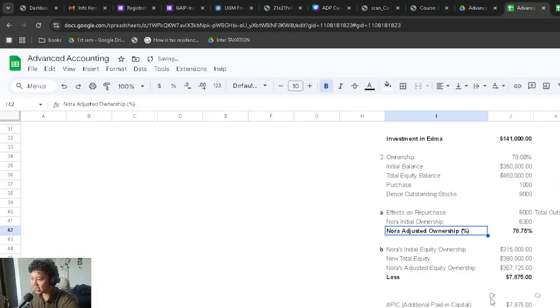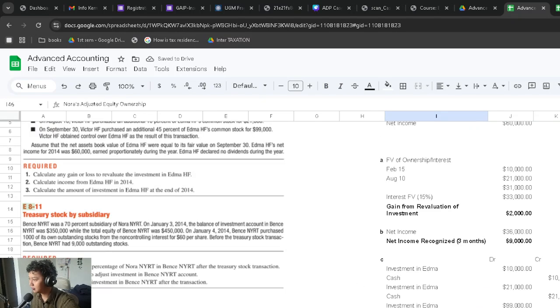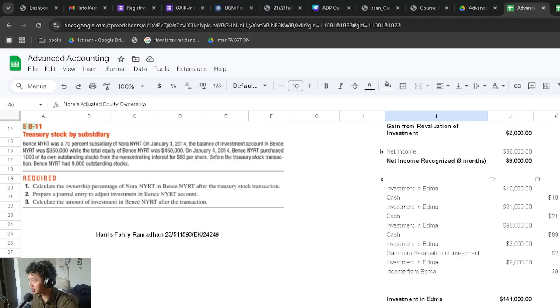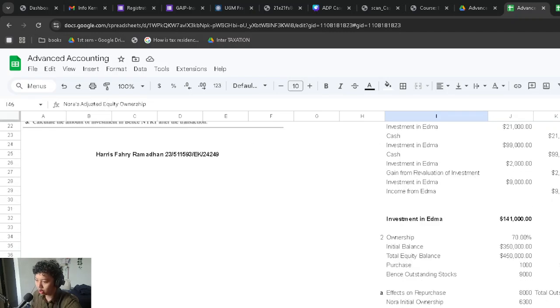Okay, for B, the question asks to prepare a journal entry to adjust the investment account. So what do we need to adjust in this investment account? Now, we have a change in proportion, okay? But we also have a change in total equity balance. Initially they have 450 of equity balance, but then they repurchase 1,000 for 60, meaning that they repurchase 60,000.